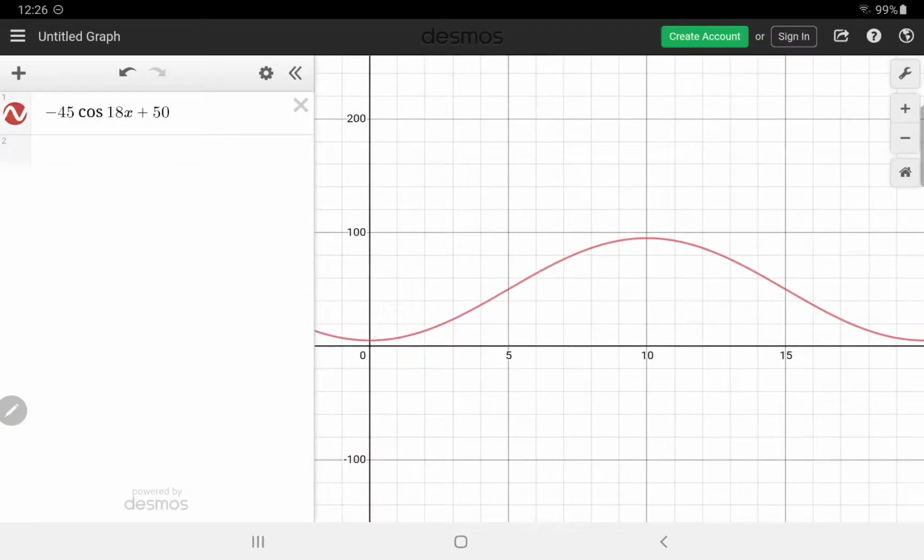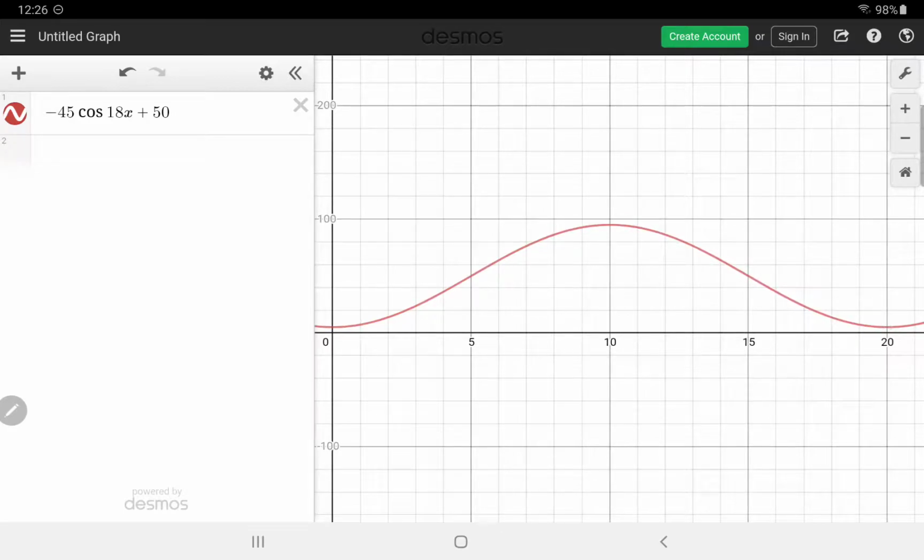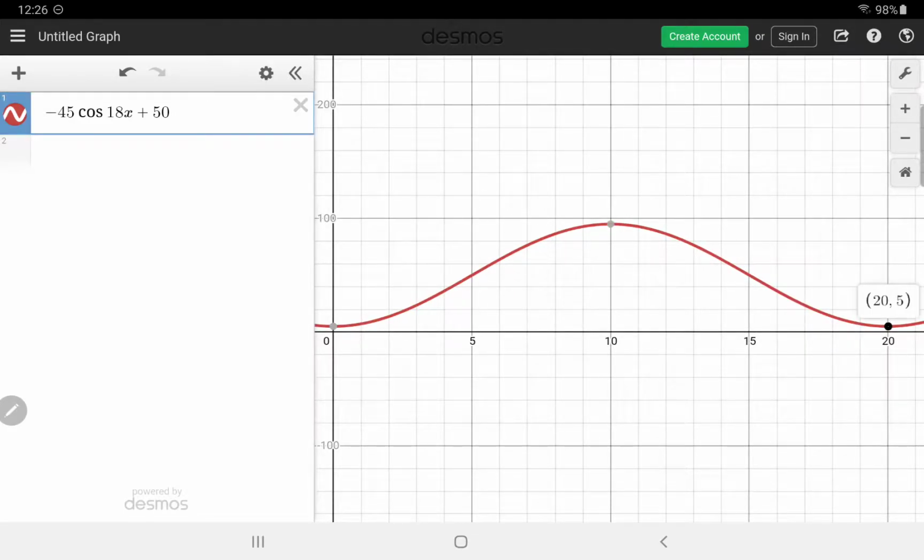our rotation. So there's the rider getting on at a height of 5. Here's the rider at its maximum height at 10 seconds and maximum height of 95. And then over here, the rider is back down to the minimum height of 5 as the wheel finished the 1 rotation. So our equation matches perfectly with the description of that question.